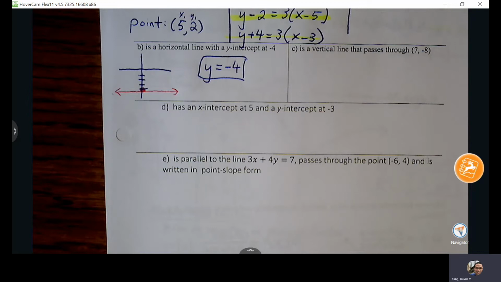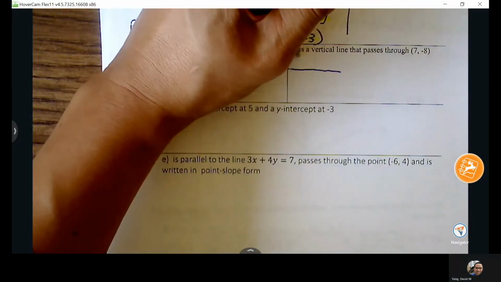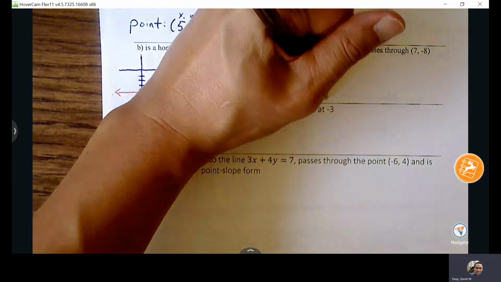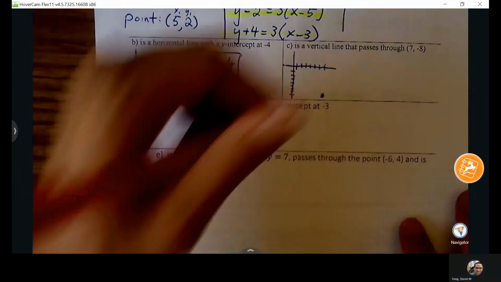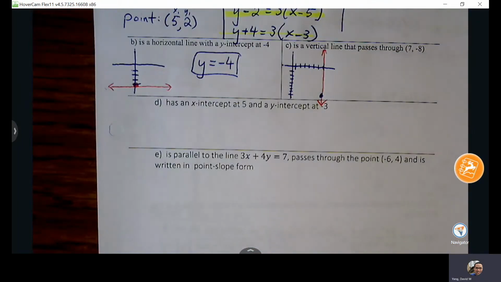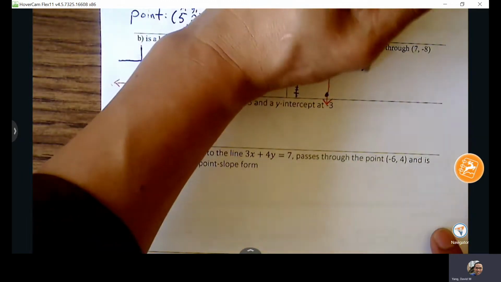Okay, try part C. What's the equation of a vertical line that passes through 7, -8? What's the equation of that line? X equals 7, right? That -8 is not going to be part of our equation. Every point on that line has the same x value, so we're accumulating all the ordered pairs that have an x value of 7. So x equals 7.